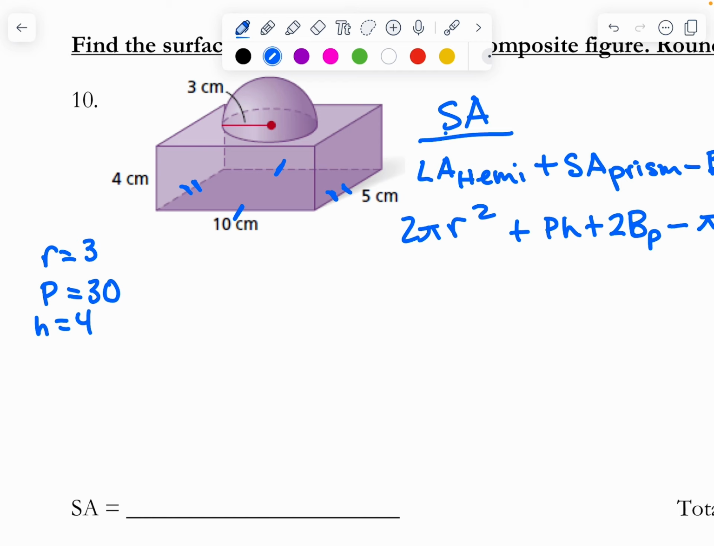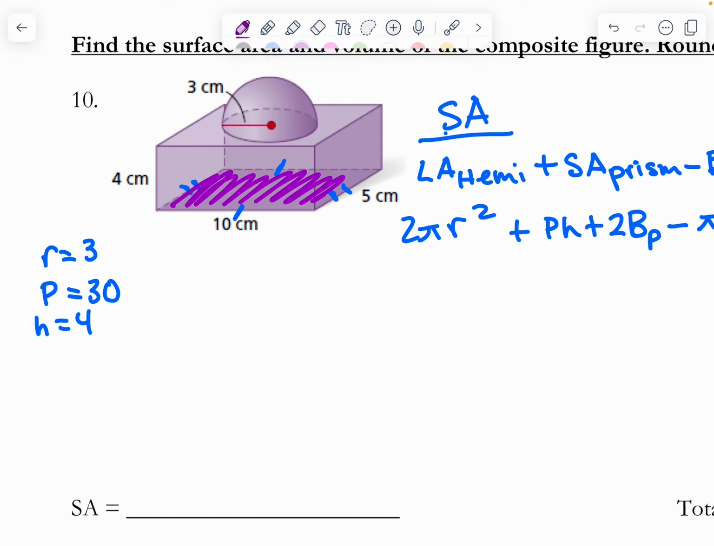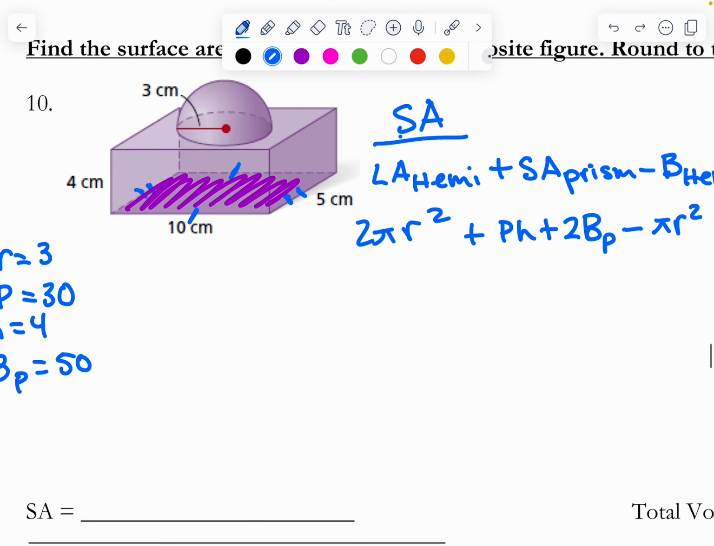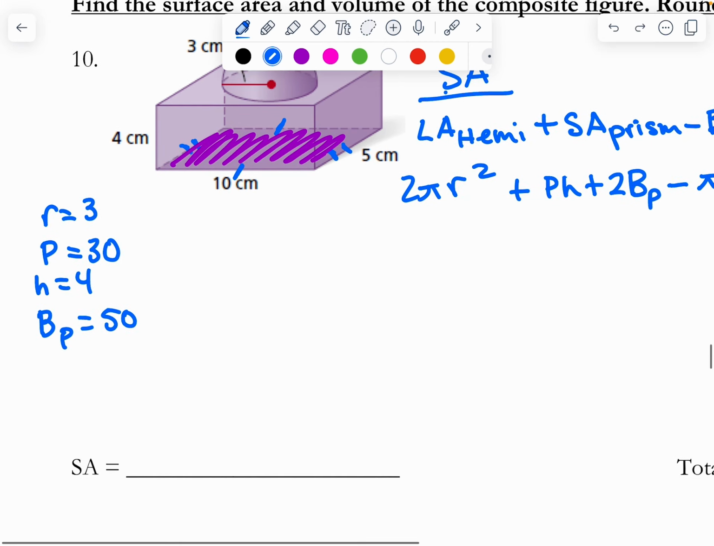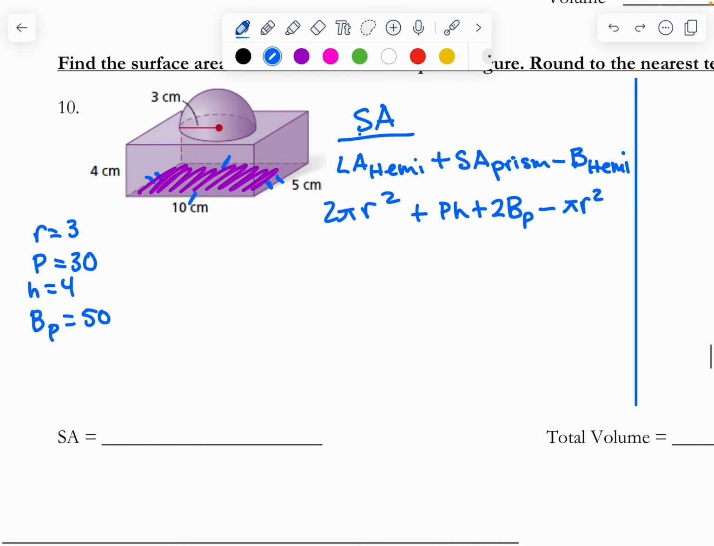The area of the bottom here, of this part here, what are we going to call that? BP, the base of the prism. Base of the prism is going to equal 10 times 5, so that's 50, right? That's just 10 times 5 for the area of the bottom there. And then that's it. I don't think we need to know anything else from this end.